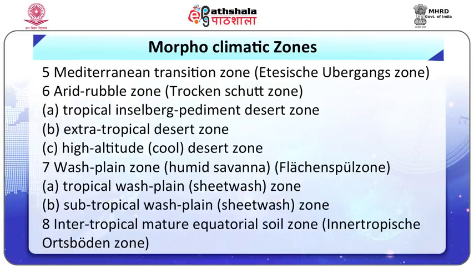A. Tropical inselberg pediment desert zone. B. Extratropical desert zone. C. High altitude desert zone. 7. Wash plain zone. A. Tropical wash plain. B. Subtropical wash plain zone. 8. Intertropical mature equatorial zone.